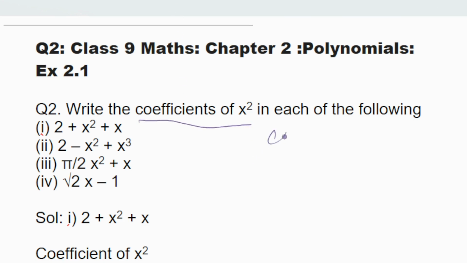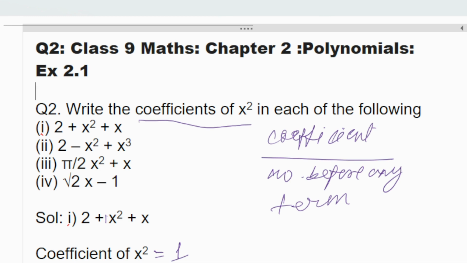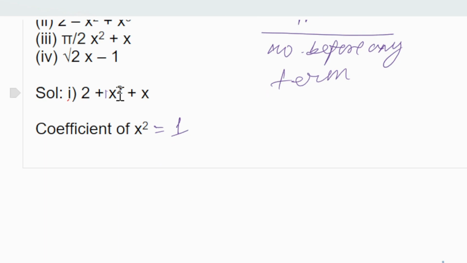What is the coefficient? See, coefficient I can write as the number before a term. Okay, number before any term. So here, coefficient of x square, question number 1. Okay, let's see: x square plus x. What is the number before x square? In this case nothing, means 1. So that means the coefficient of x square I can write as 1. Why 1? Because 1 is the number before the term x square.